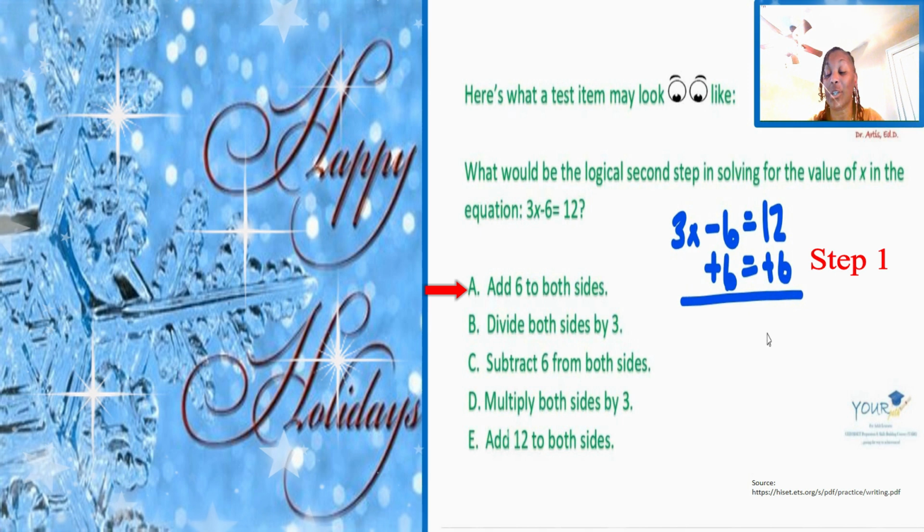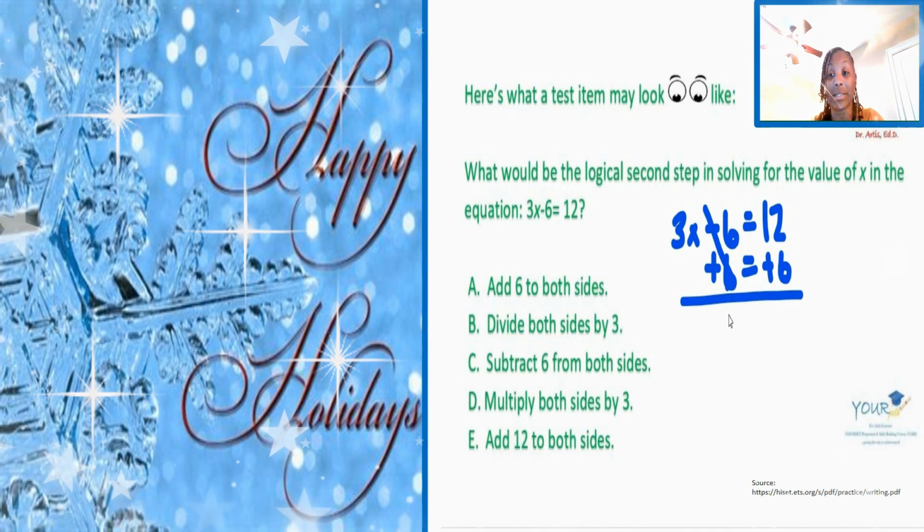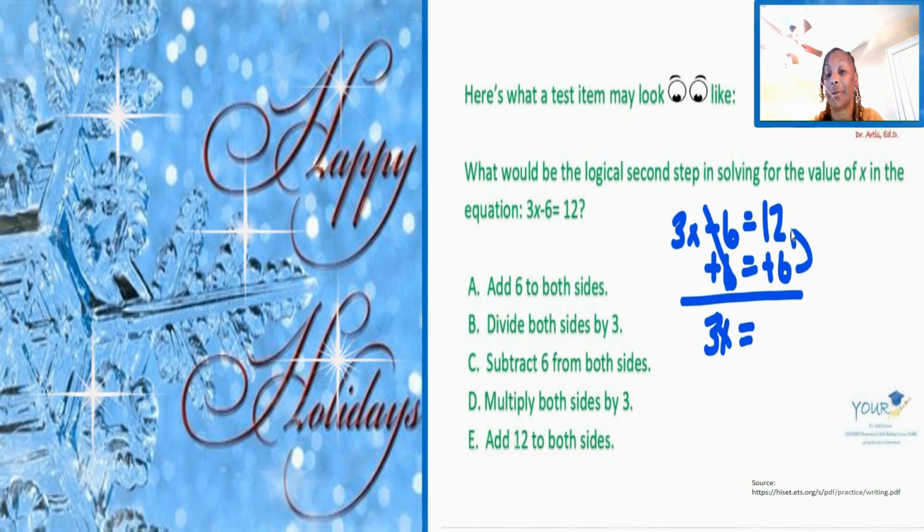By doing so, this allows you to eliminate the 6's on your left side, because a negative 6 plus a positive 6 cancel each other out, leaving us with 0. After you've done that, you just bring down your 3x on the left side, equal sign, and remember to also add here. So 12 plus 6 will give us 18.